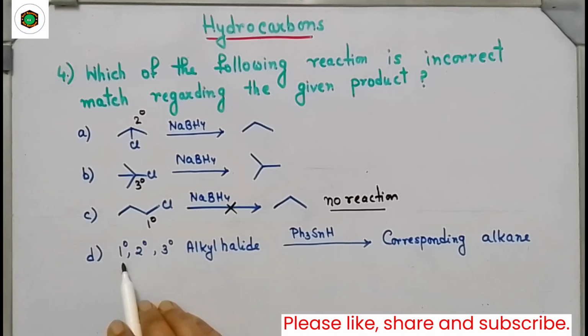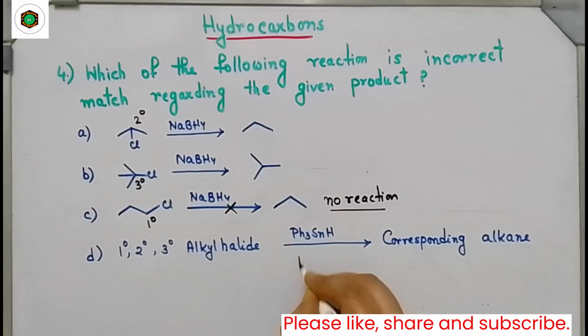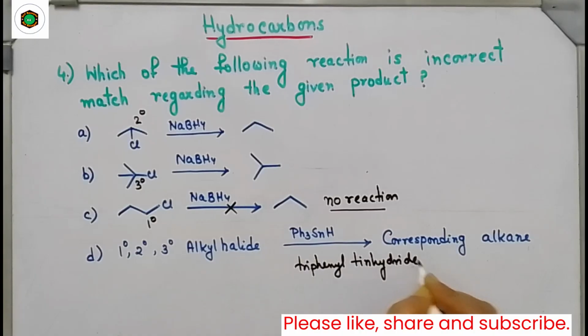Now it is given 1-degree, 2-degree, 3-degree alkyl halide. On the arrow it is given triphenyl tin hydride. This is also reducing agent, and it reduces all types of alkyl halide to corresponding alkane. So this is also correct. So which option is your answer? This is incorrect match. Actually here there is no reaction.